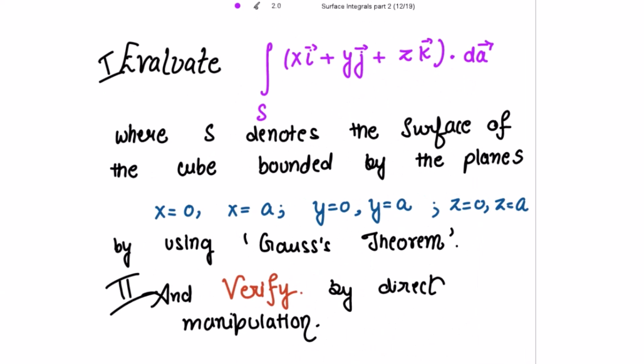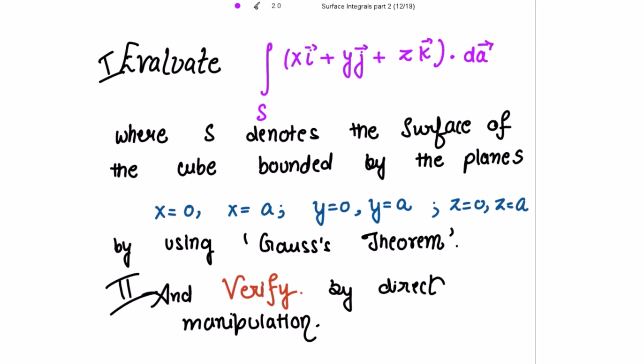Again, this is a very important exercise. We need to evaluate the surface integral where S denotes the surface of the cube bounded by the planes x equal to 0, x equal to a, y equal to 0, y equal to a, and z equal to 0, z equal to a, by using Gauss's divergence theorem. And also we need to verify the result by direct manipulation.